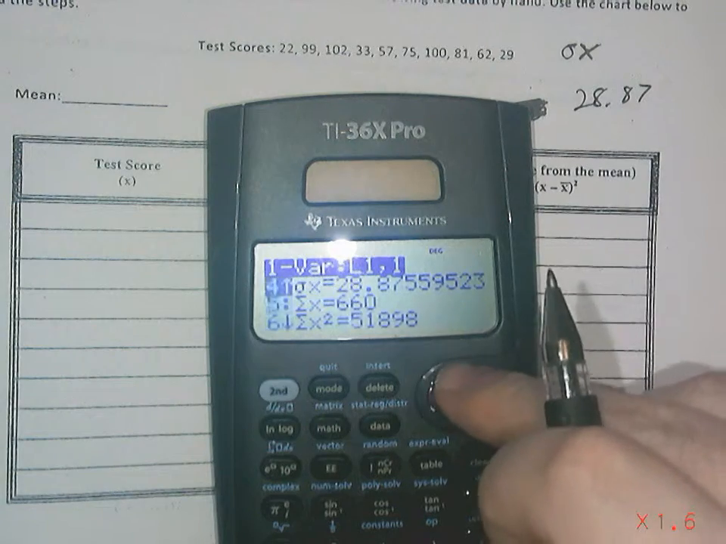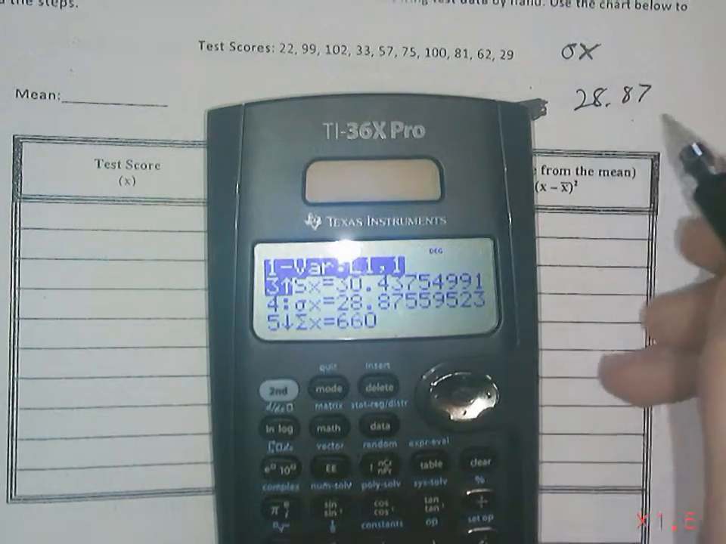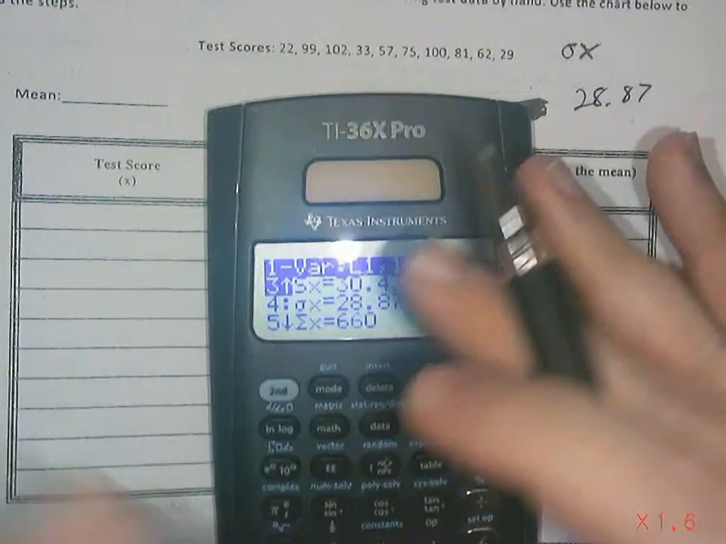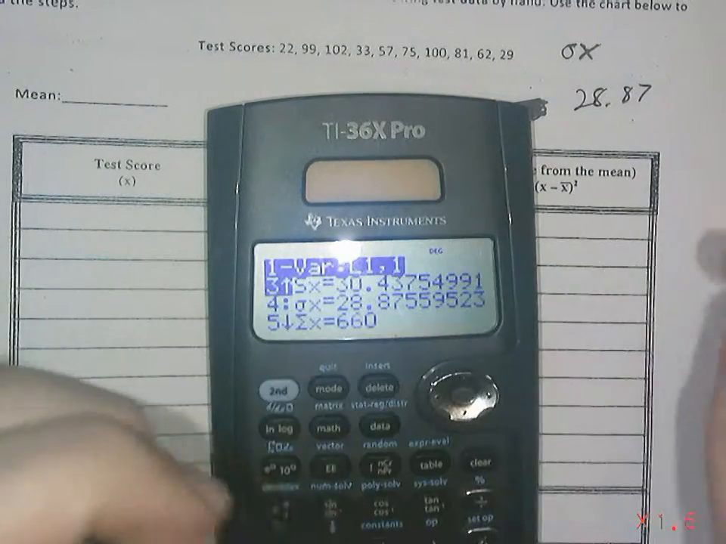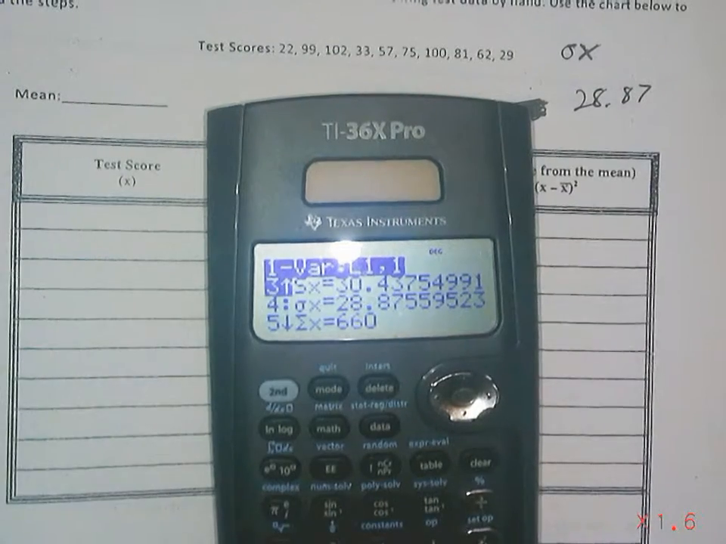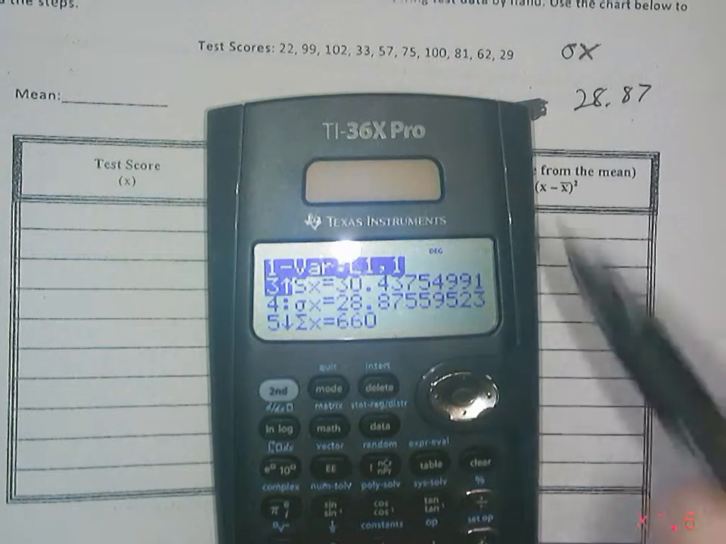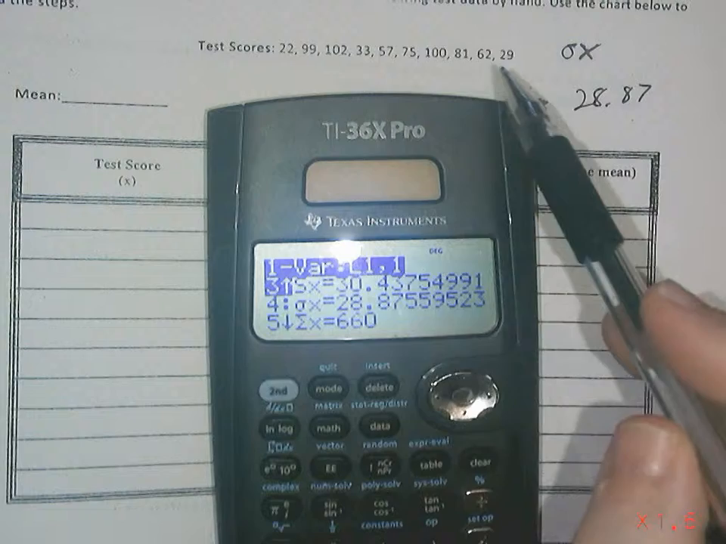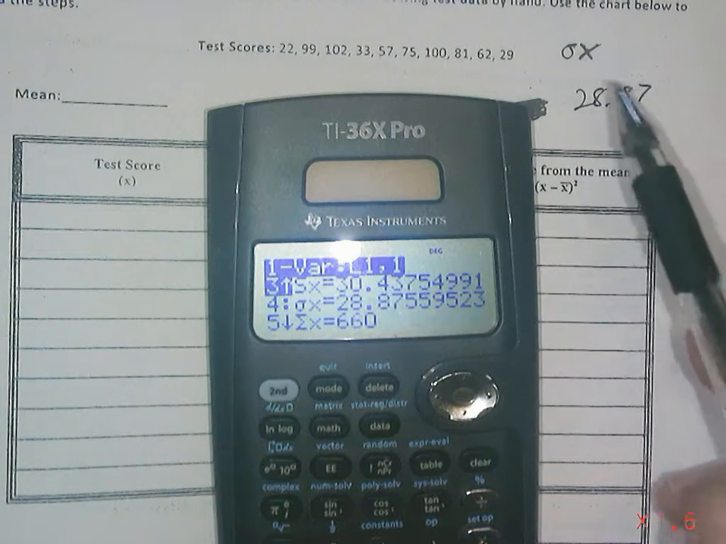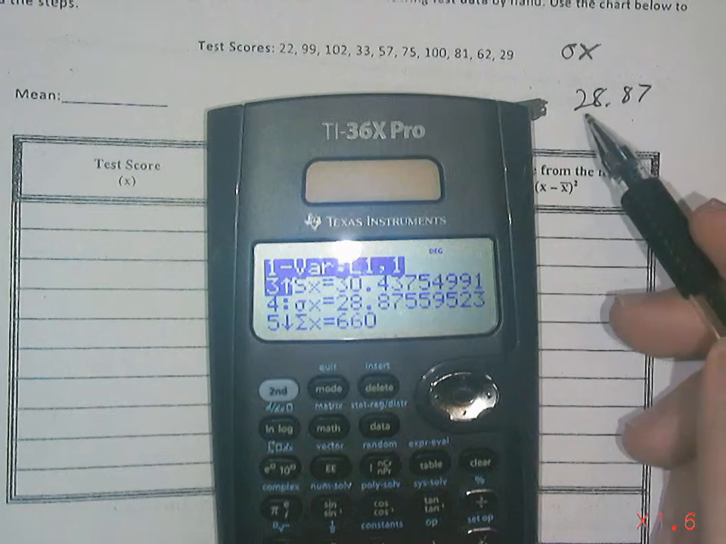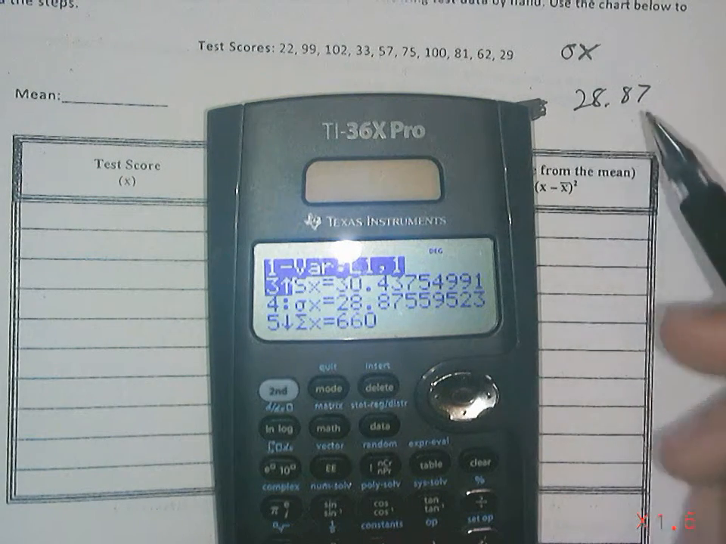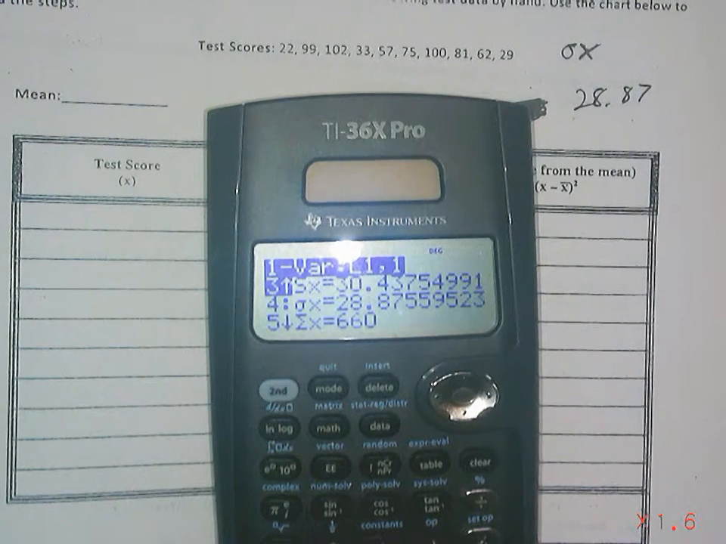Not too bad, but again, the bigger this number is, the more spread out the data is. The smaller that number is, the closer together all my data is. Okay? If all these numbers were within like 1 or 2 apart, this would be very small. Okay, so if we're looking at standard deviation, the bigger the number the standard deviation is, the more spread out your data is.